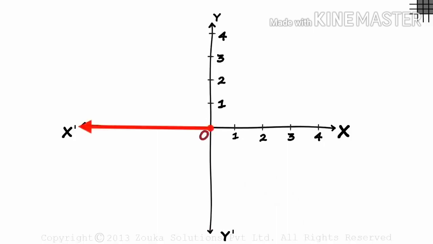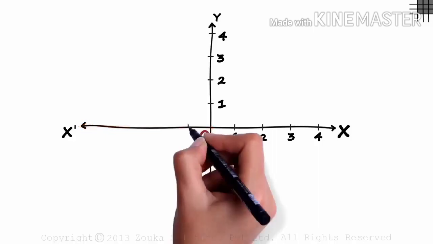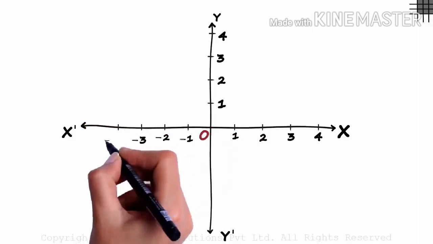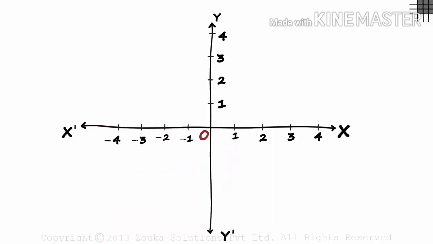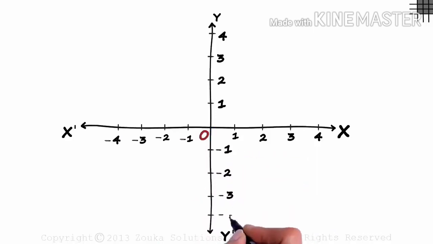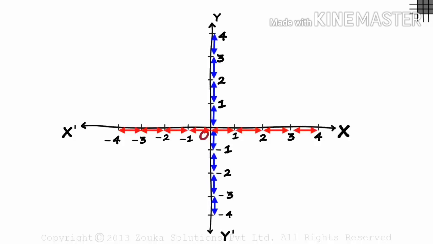On the left-hand side of the horizontal axis, just like the number line, we mark negative natural numbers -1, -2, -3, -4 and so on. Similarly, on this side of the y-axis, we mark -1, -2, -3, -4 and so on. Remember, all these are marked in equal intervals.